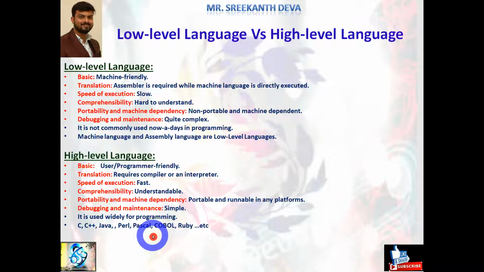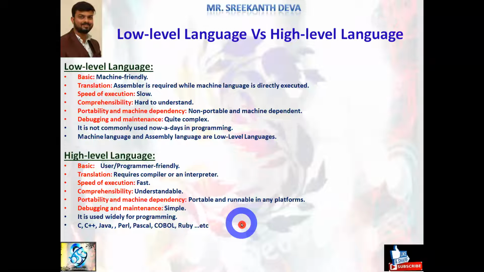The best examples of high level languages are C, C++, Java, Perl, Pascal, COBOL, Ruby, Python, .NET, and PHP. Several high level languages are commonly used in the real world environment. Here you need to remember that among third generation languages, C language is called a middle level language, also called a high level language.